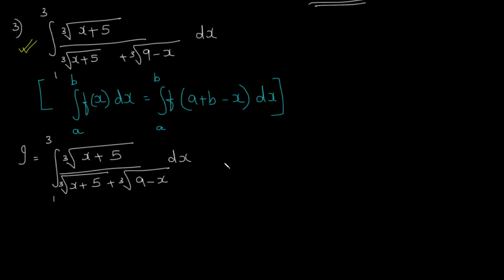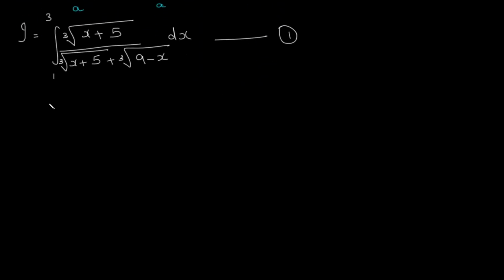Okay, let this be the question. And we are going to number this as the first equation C. Suppose this is the first equation. Now, what we do over here is that we use property phi. That is, suppose 1 means A, and this 3 means B. So we can write this integral as the integral from 1 to 3 of the cube root of A plus B minus x. So wherever x is there, we put 1 plus 3 minus x.